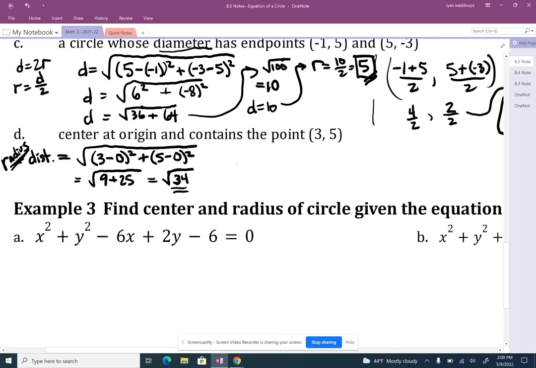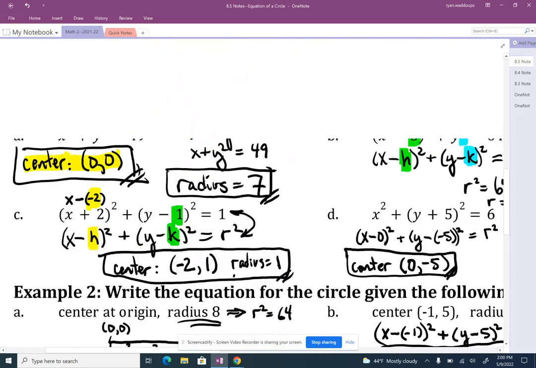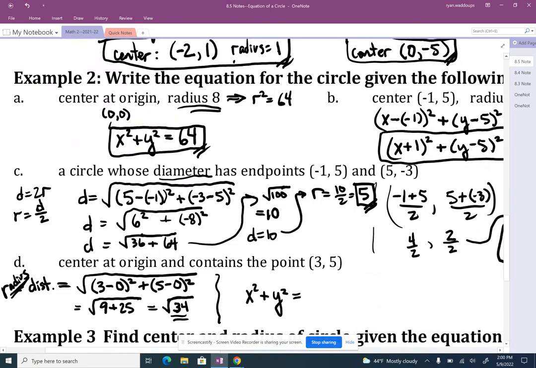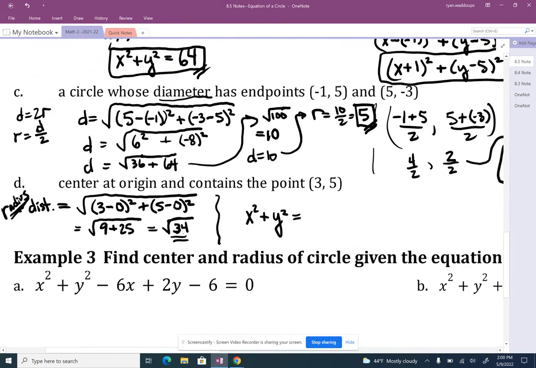And so my circle is x squared plus y squared, because we're just following the formula for a circle centered at the origin. We just need that radius squared. Now, since the radius is the square root of 34, when I square it, it's just 34. And that would be the equation of this circle.